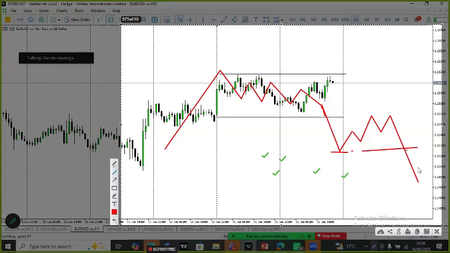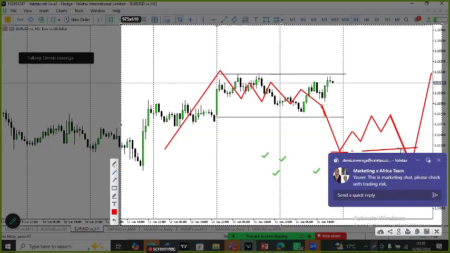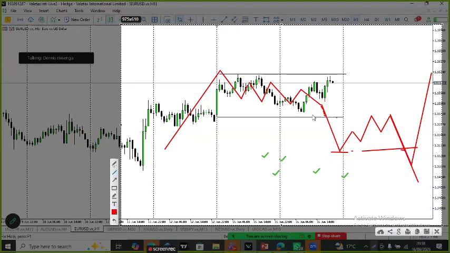Now this final break will be the what? The confirmation, because sometimes price can run up to that level there, break slightly, and then boom, move back up again, fooling traders who started selling here. And sometimes also again here, price can break below and then just halt and then boom, move up again, fooling traders who started selling here.